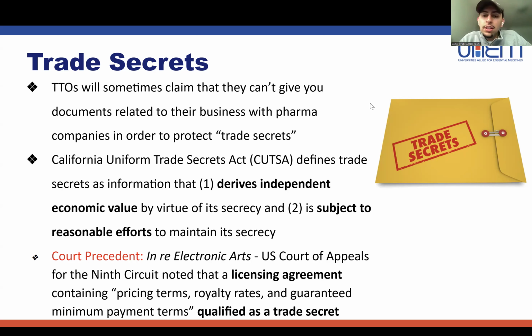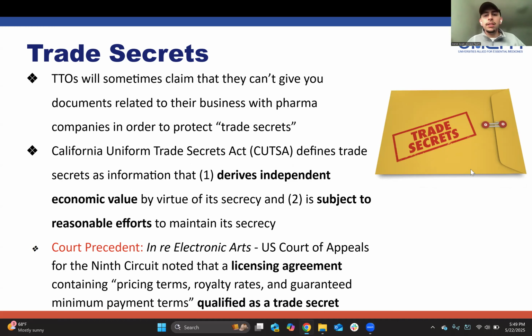And there actually is a little bit of court precedent for this. In the In re Electronic Arts case, the U.S. Court of Appeals for the Ninth Circuit noted that a licensing agreement containing pricing terms, royalty rates, and guaranteed minimum payment terms did qualify as a trade secret, meaning those terms were allowed to be kept hidden because they found that it was more beneficial to keep them hidden. It derives independent economic value from hiding the pricing terms, royalty rates, etc.